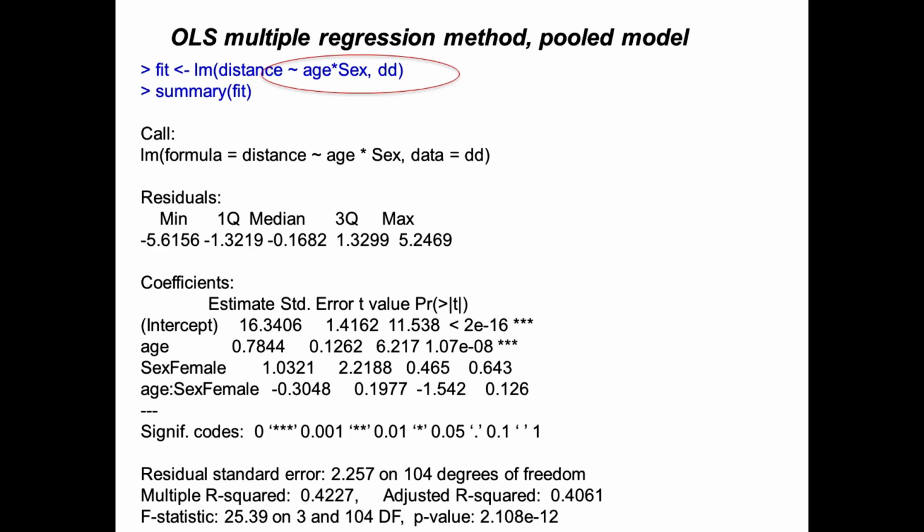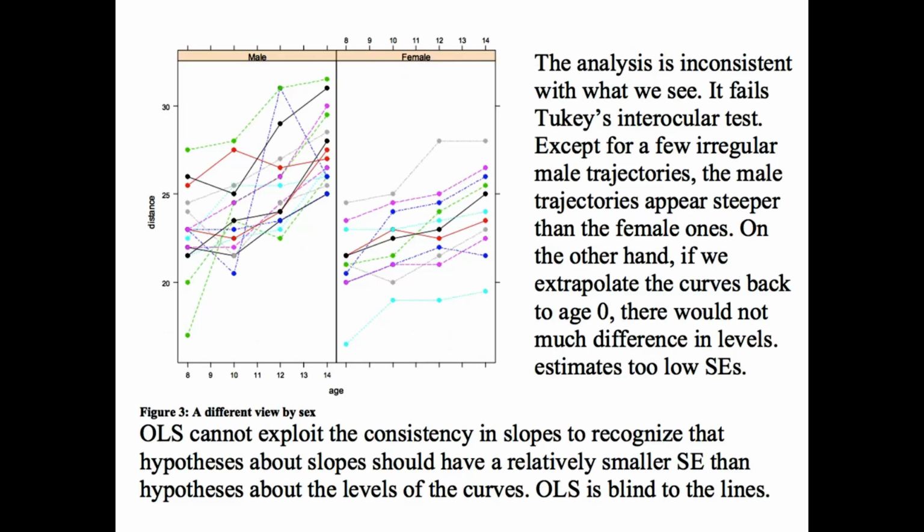And we just say summary. So we fit this linear model, this is a multiple regression. And when we look at it, we can see that age is a very significant predictor. But the interaction between age and sex is not significant, and neither is there a main effect of sex. So this is kind of contrary to what we see, right?